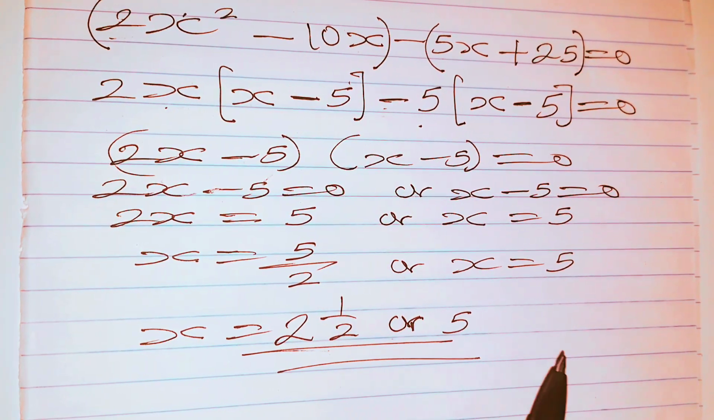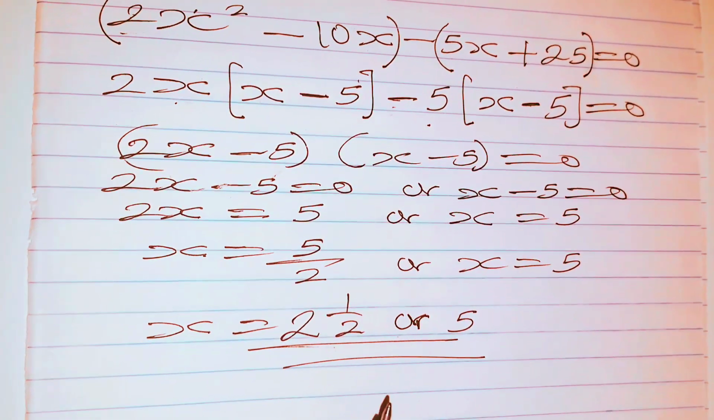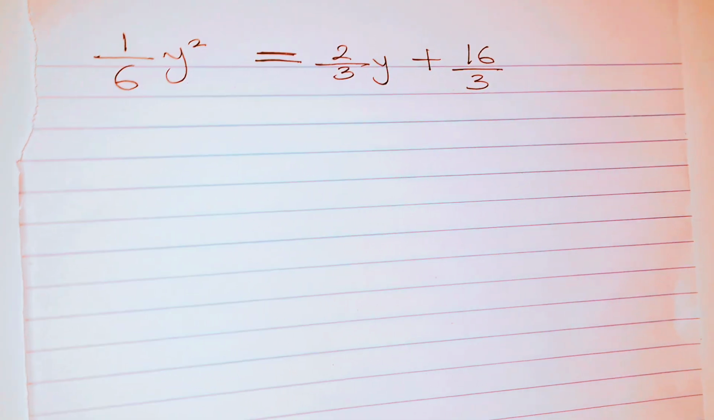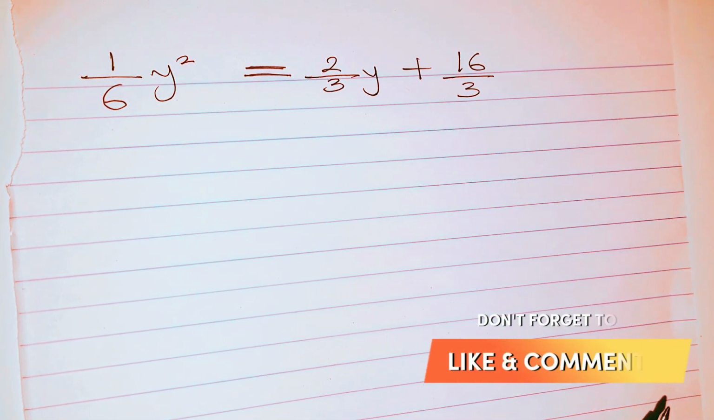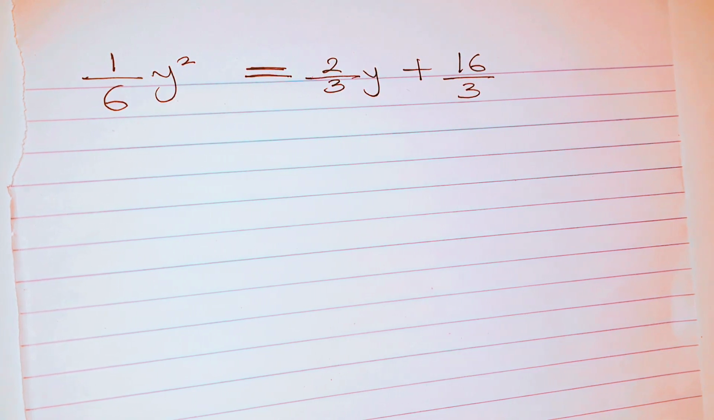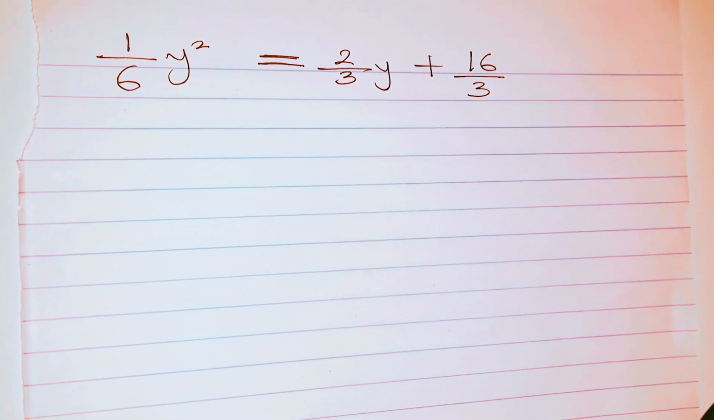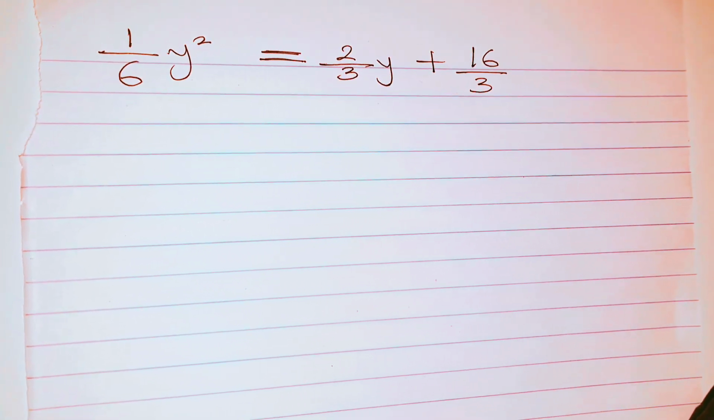So let's take a look at another question here. We have another question, and the question is, if we are given 1 over 6 y squared equal to 2 over 3y plus 16 over 3, how do we factorize this quadratic equation here?